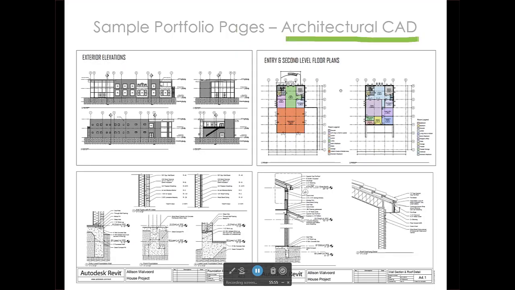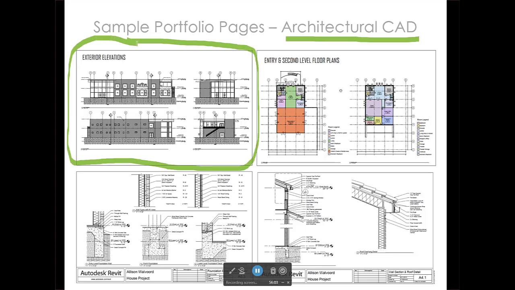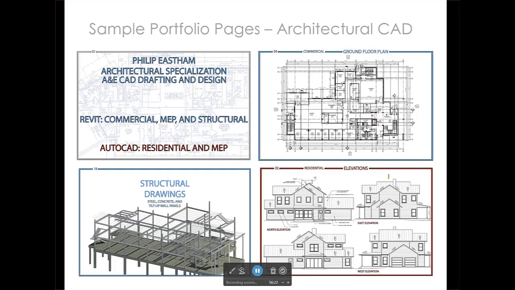So if you're an architectural CAD person, this is an example of what one of your sheets may look like, right here. I've got 4 sheets I'm showing you here, so I've reduced them down, but you can see we've got exterior elevations, and this is from a Revit model, floor plans from a Revit model, structural details from Revit, and then some more, like we've got some wall sections over here and so on like that. So these are good examples.